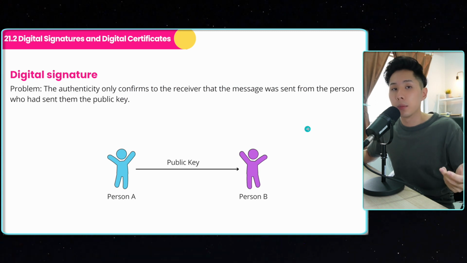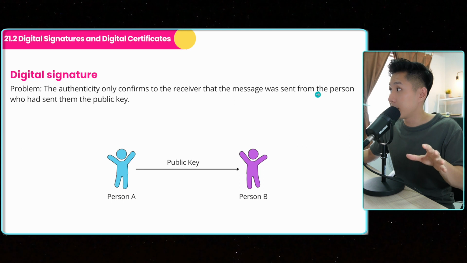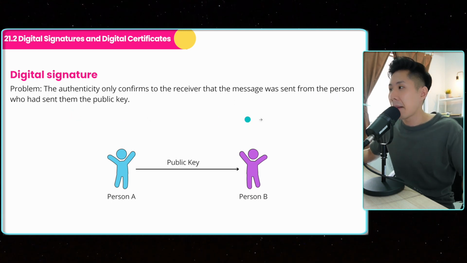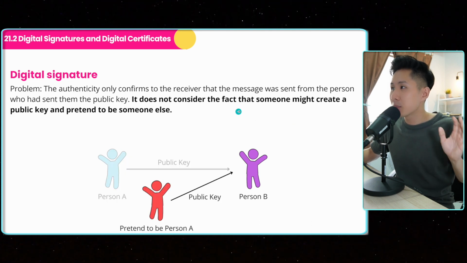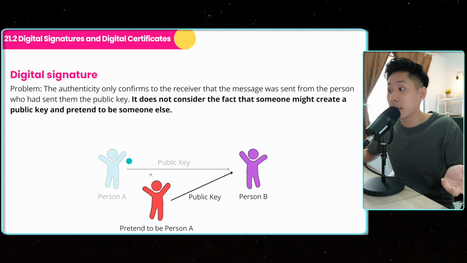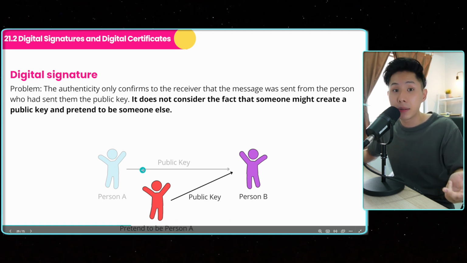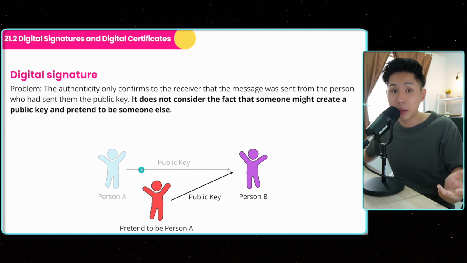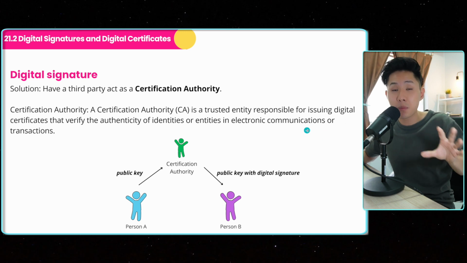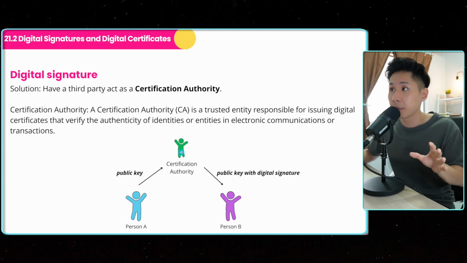But we still have one problem. The authenticity only confirms to the receiver that the message was sent from the person who had sent them the public key. Alright? But the problem is it does not consider the fact that someone might create a public key and pretend to be someone else. And if this happened, you might send data to random people that you don't want. This is why a third party comes in. We call it a certification authority.